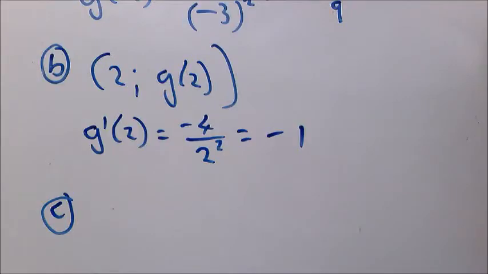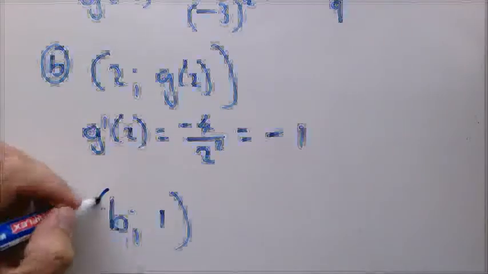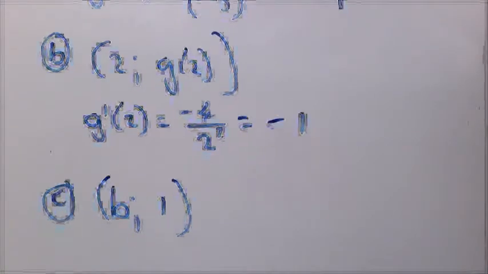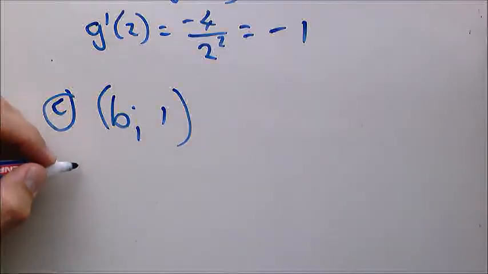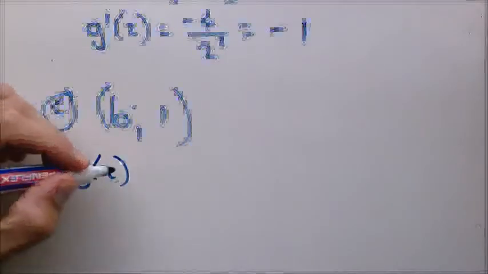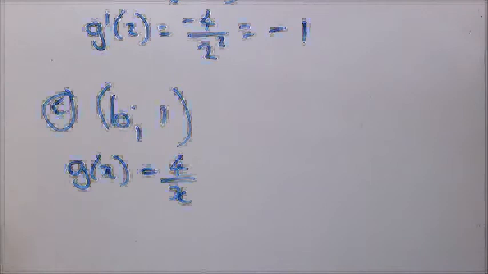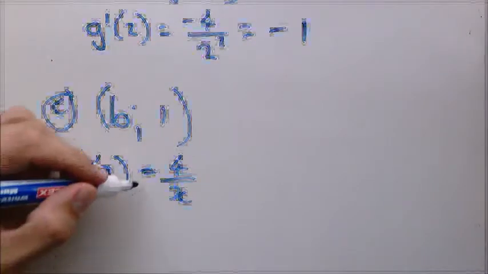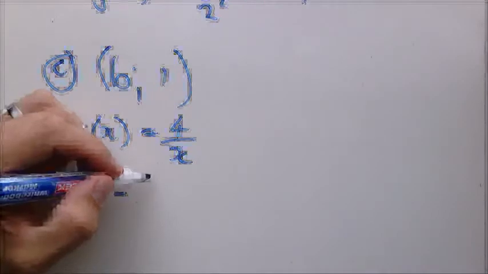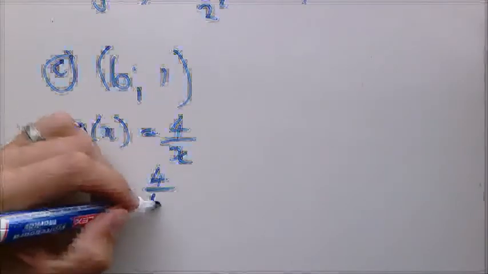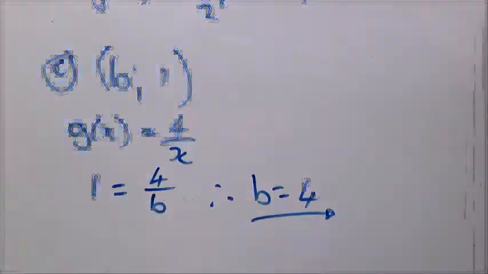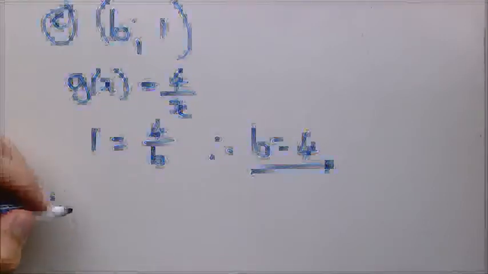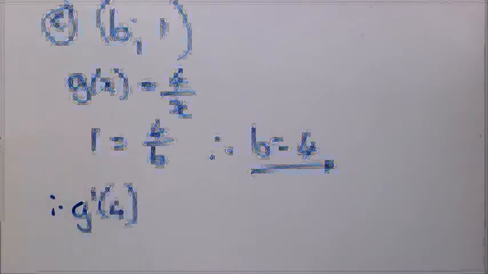For C, they told us it's b and 1. So in this case, we have to use the y value with the actual function's expression, okay, so that we can get the x value. So we first need to determine b. Okay, so g(x) is equal to 4 over x. So now we substitute b and 1 in, so this is 1 and x is b. So that means b is equal to 4. And now we can calculate the derivative where x is equal to 4.